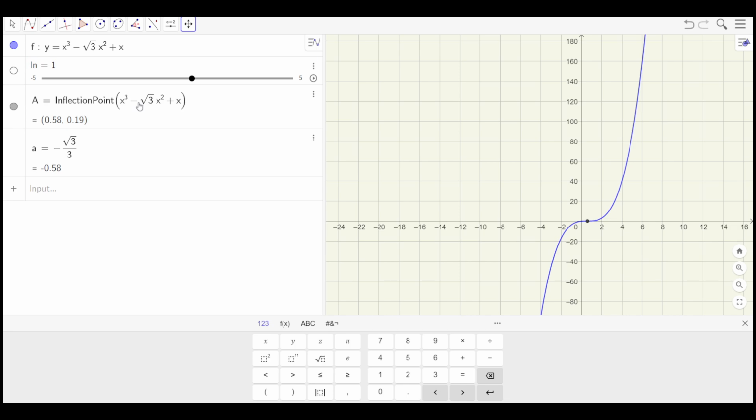It's 0.58. So this is the way that you need to learn mathematics. When you solve a problem, try to see it from different perspectives and use GeoGebra in a correct way so that you know how to solve the problem.